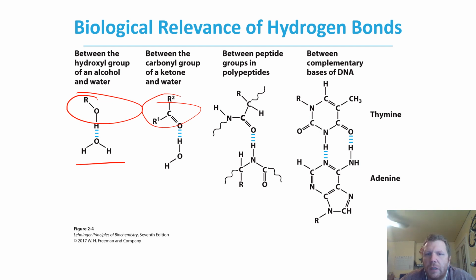So this right here is the carboxy terminus of one amino acid, and this is the N terminus of another amino acid, both found within peptide bonds, or within polypeptides. This is going to impact secondary structure of proteins, which we'll get to down the line. Next up is maybe a little bit more tangible for those of you who have taken a biology class recently, and that is hydrogen bonding between complementary bases of DNA.